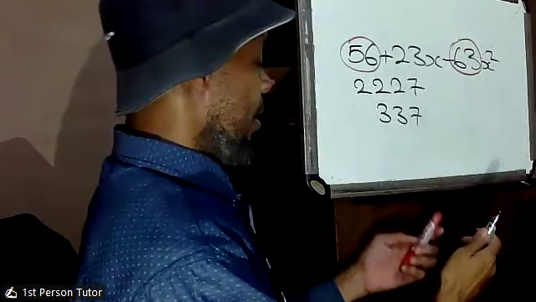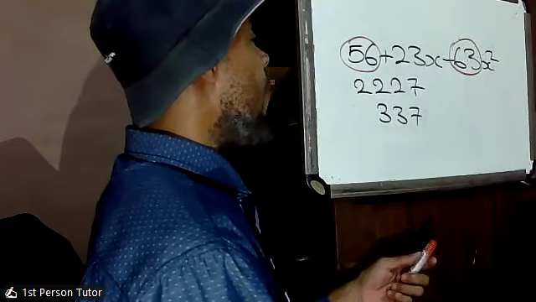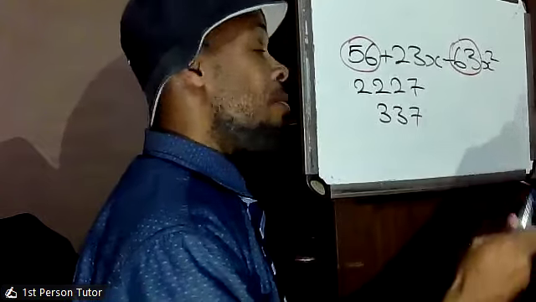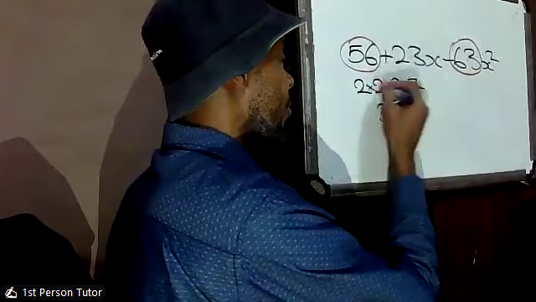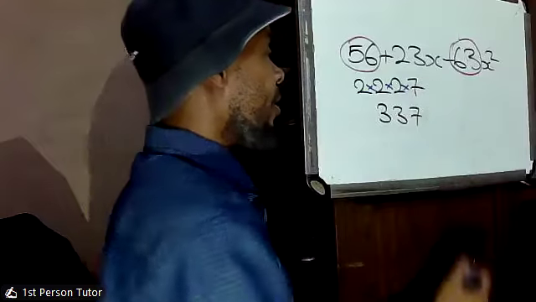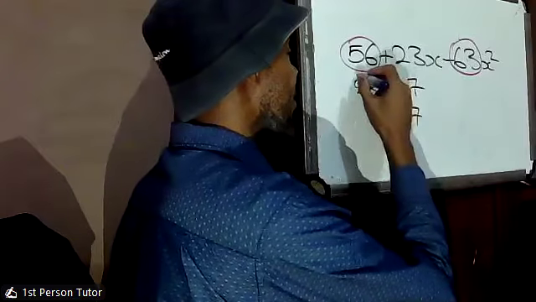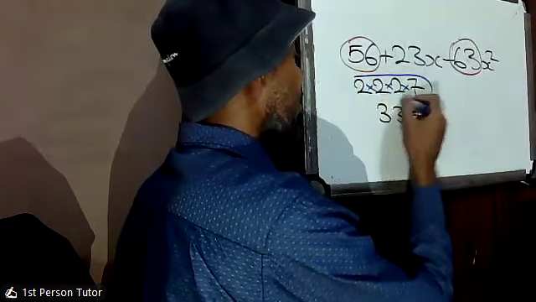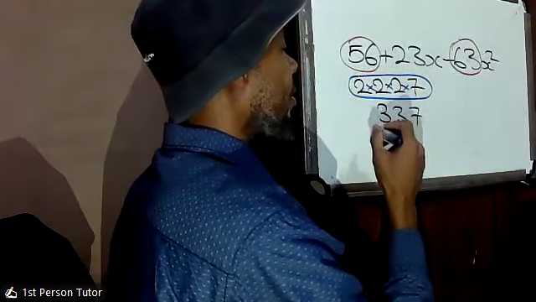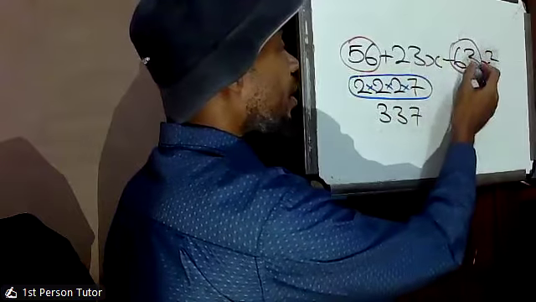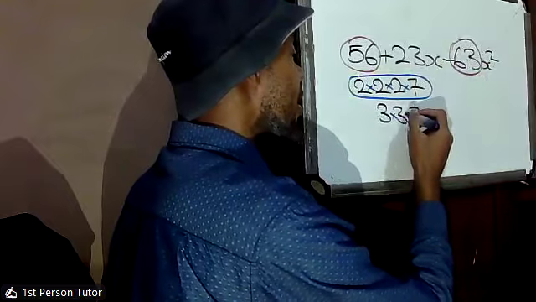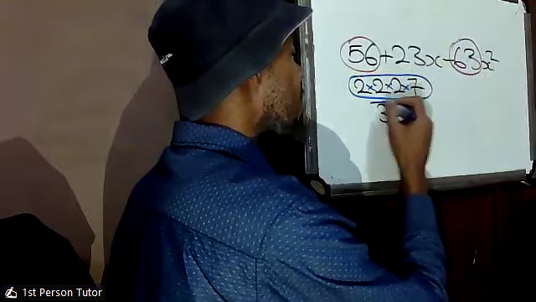So the product of prime factors of 56 will be 2 times 2 times 2 times 7. And then the prime factors of 63 will be 3 by 3 by 7.